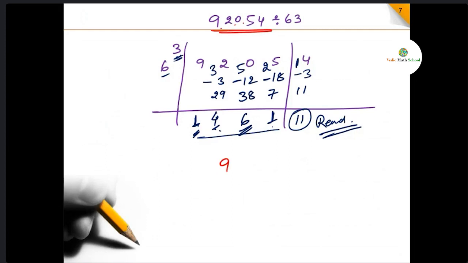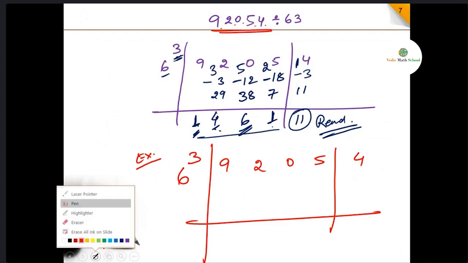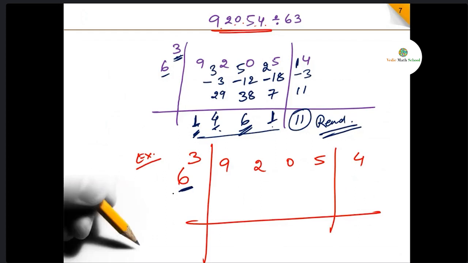The number is 92054. I'm writing the same number, 92054. Now, the last number will be outside, as usual. Now, what are we going to start with? Start with 6. How many times? 6 times 9, 6 into 9 is 1. Subtract. You can divide 9. What is the remainder? 3.